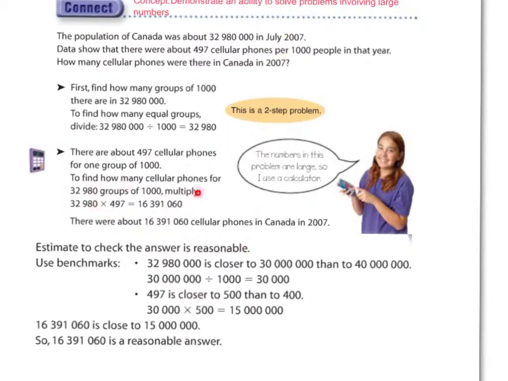We can confirm that our answer here is correct by also estimating. We're going to use benchmarks. 32,980,000 is pretty close to 30 million, closer than it is to 40 million, so I'm going to make it 30 million, divided by 1,000, because we want to know how many groups of 1,000 there are, which make it 30,000. 497 is closer to 500 than it is to 400, so 30,000 times 500, which would give us 15 million, which is very close to 16 million. And so we know that 16,391,060 is a reasonable answer.